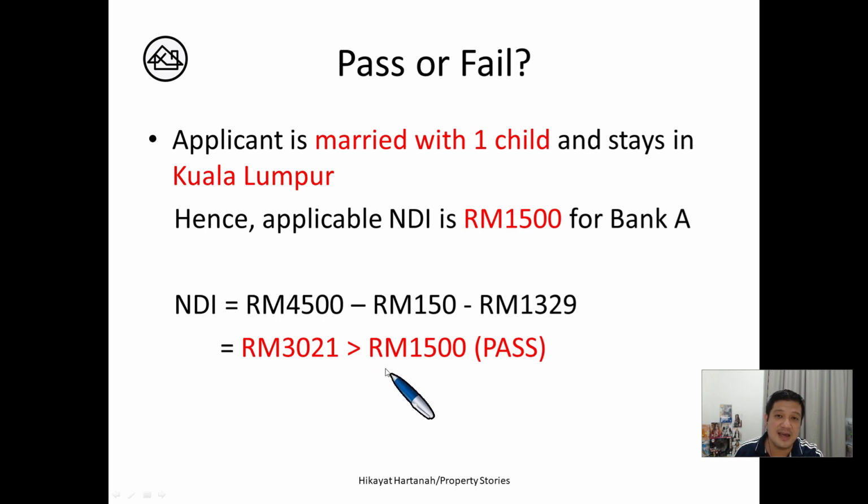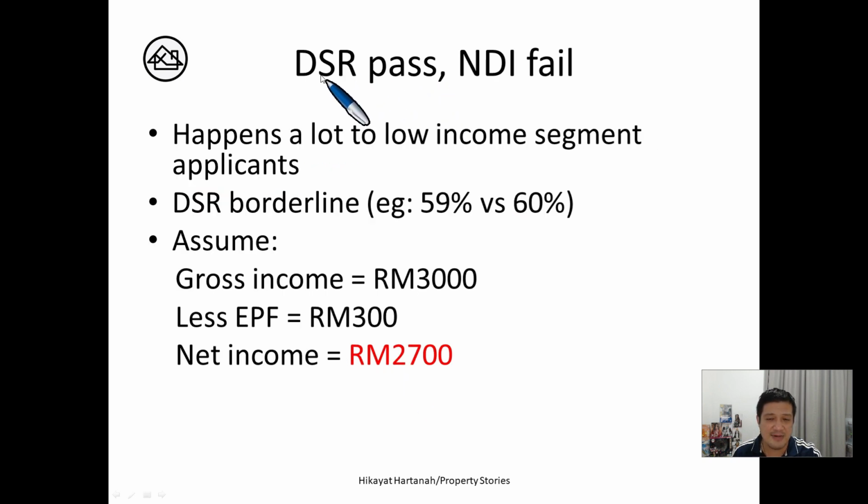This is what it means by NDI. Let's look at a case where the DSR passed but NDI actually failed. This happens a lot to, as I mentioned just now, a low income segment of applicants where the DSR is borderline. So assume this one buys the same property, gross income is 3,000 but less EPF. Again, I'm assuming EPF is a 10% deduction and I ignore everything else, ignore EIS and taxes to make it easy, okay? Net income here is 2,007.